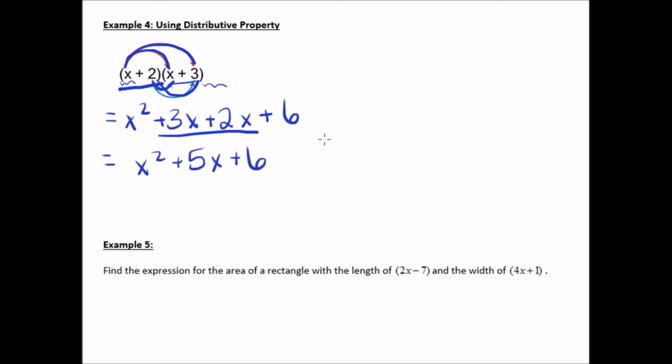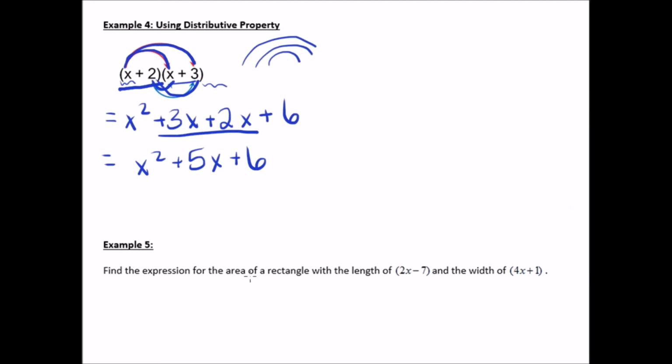So you can do it with the area model, or you can do it with what I call rainbows, because they look like rainbows. So beautiful. Either way, you're going to come up with the right answer, and either way is a really good technique. So, example 5.